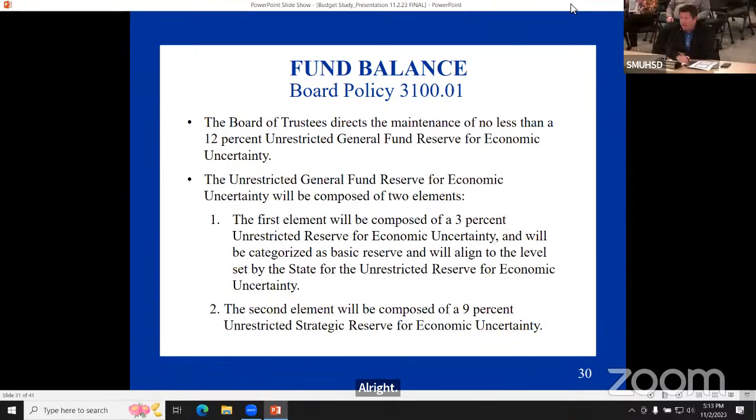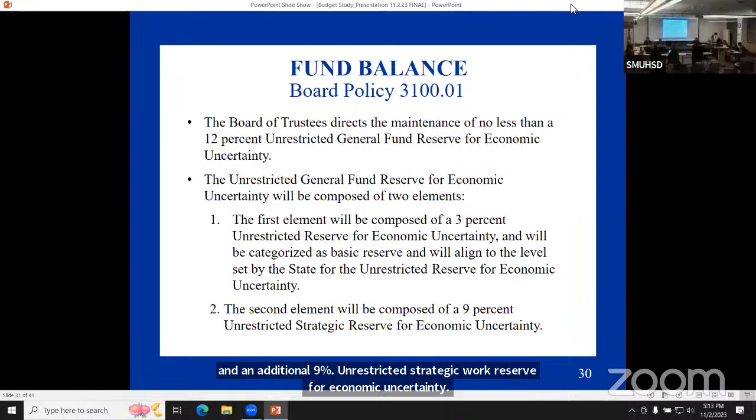As we move on from expenditures into fund balance, it's important to note our board's policy on the fund balance. The board has approved Board Policy 3100.01, which requires the maintenance of no less than 12% of a budget. It's included in two parts: the state required 3% reserve for economic uncertainty and an additional 9% unrestricted strategic reserve for economic uncertainty.